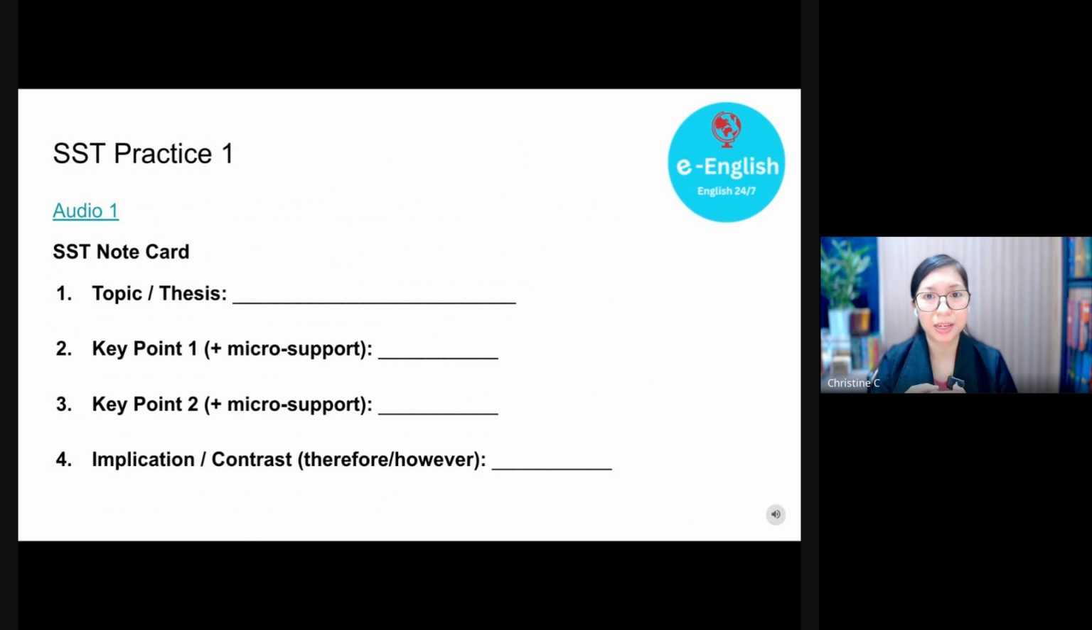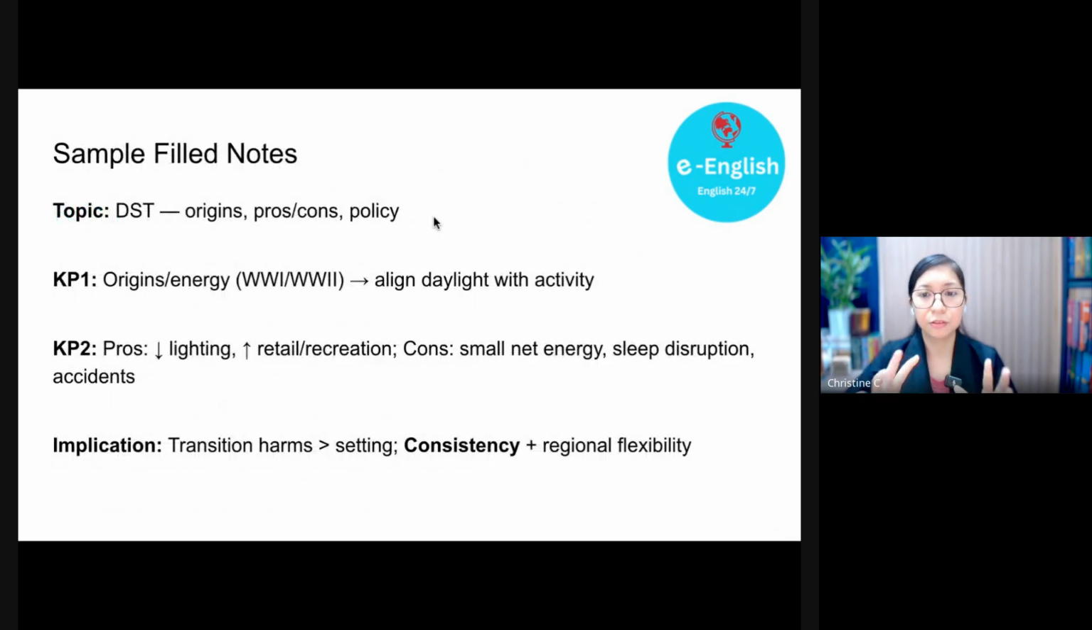First key point would be more explanation on the origins. Why was it used in the first place? Why were they practicing the use of DST? And then the second key point would be the pros and cons. Let me show you the sample field notes here, and then let's try to build the summary.